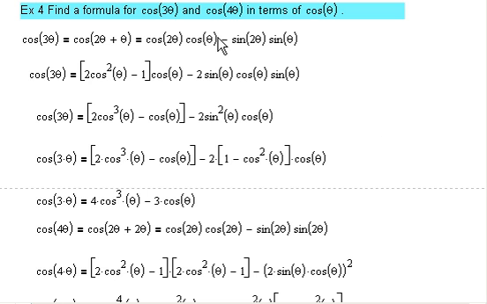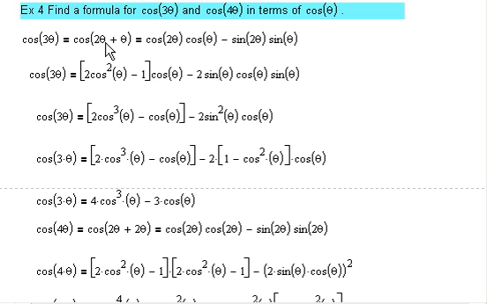Now, here's an interesting question. Can we find formulas for cosine 3 theta and cosine 4 theta in terms of cosine theta? And of course, this could also be done for sine 3 theta and sine of 4 theta in terms of sine of theta. But we'll just do these two, and I'll leave the other, sine of 3 theta and sine of 4 theta, as an exercise. First, looking at cosine of 3 theta.